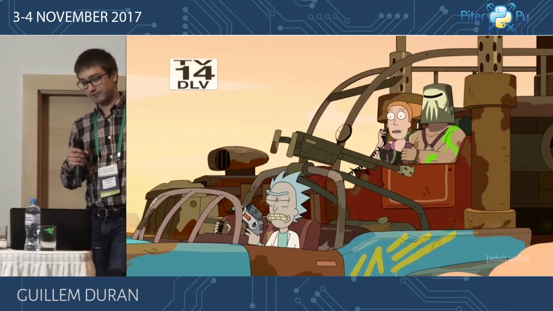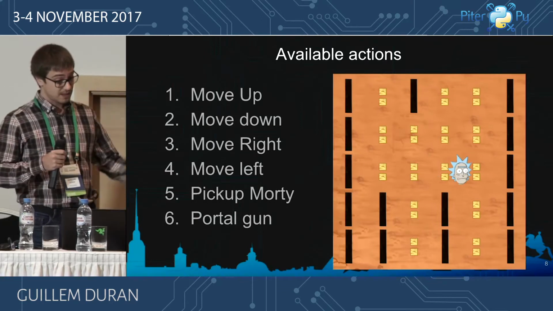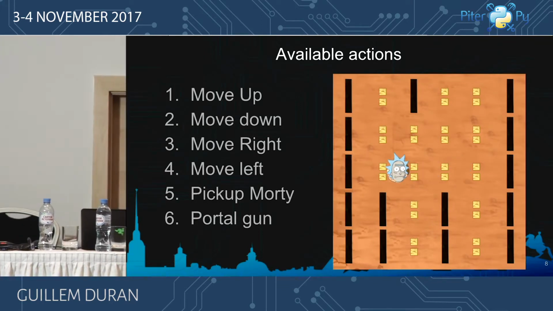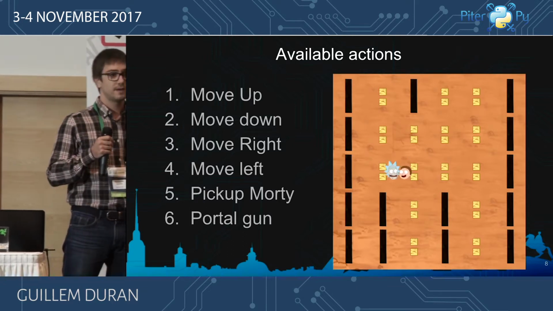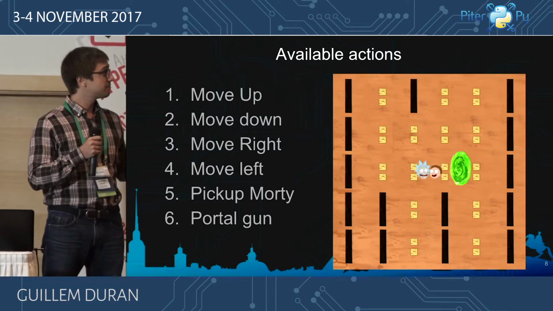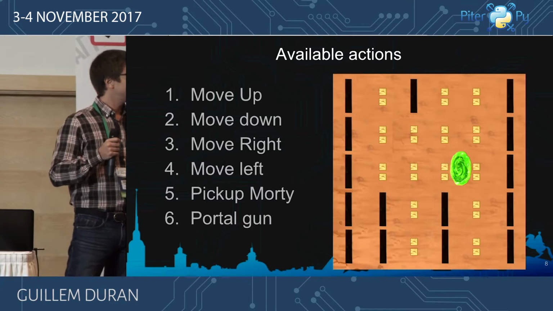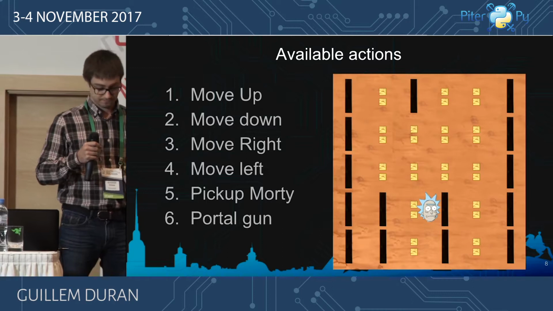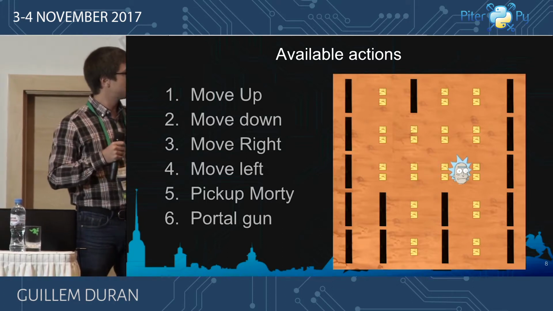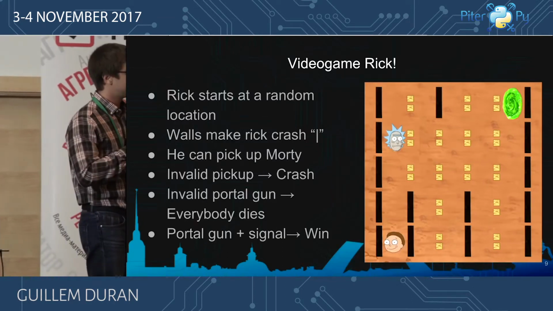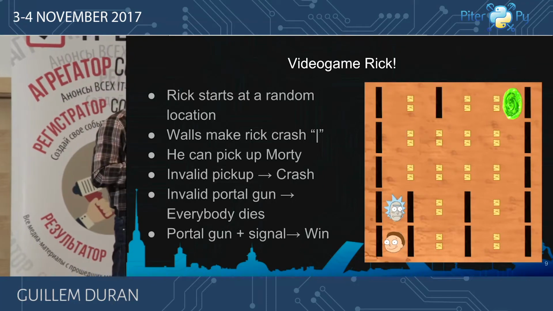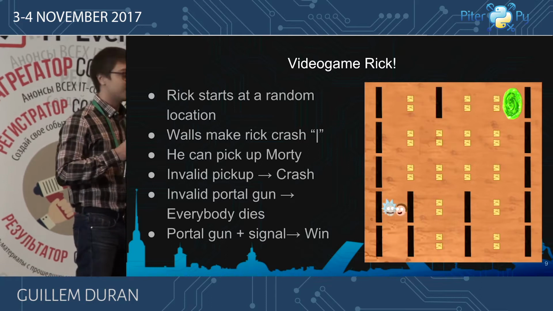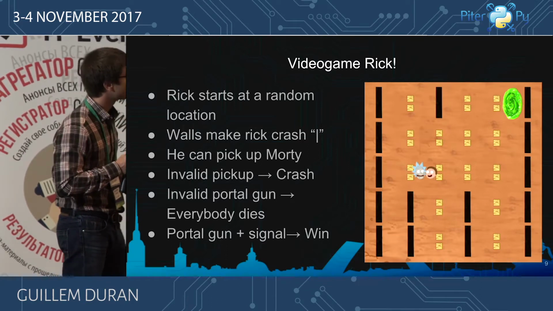And here's when reinforcement learning comes into play. In this last level, Rick can perform 6 different actions. He can move up, down, right, left, and he can pick up Morty or use his portal gun. But there's a few more things worth noticing about this video game Rick. First, each time you play it, Rick will start in a random position in this 5x5 grid.